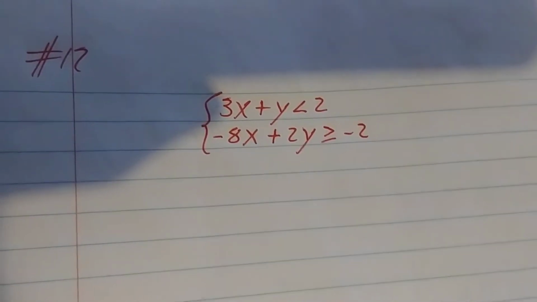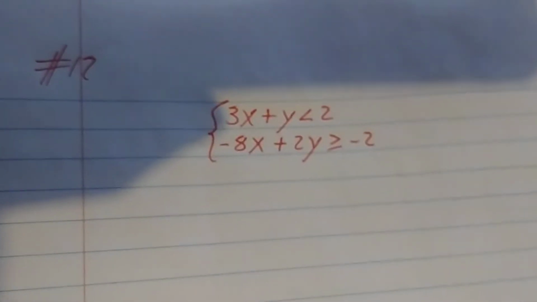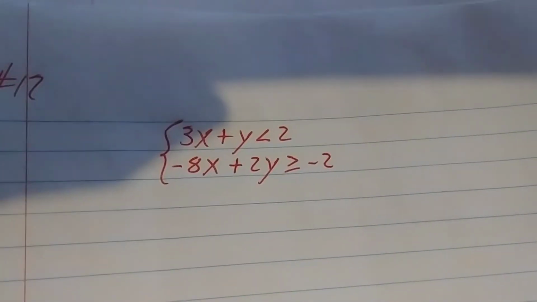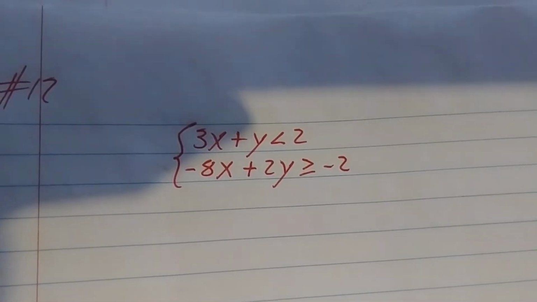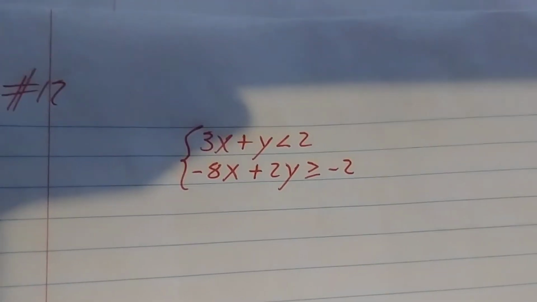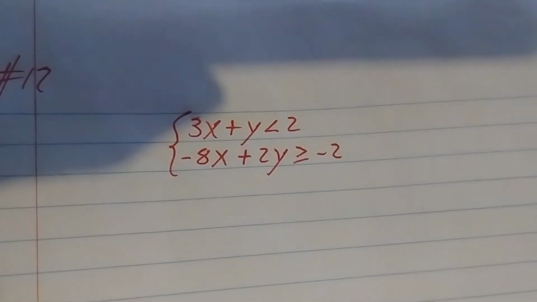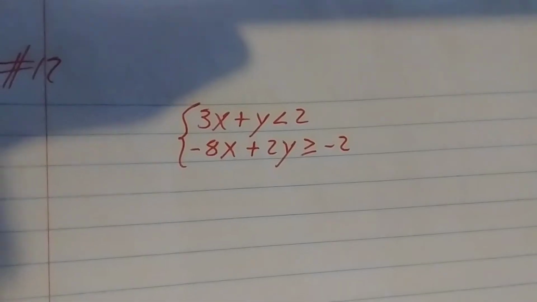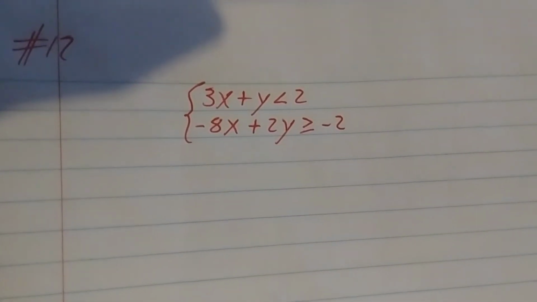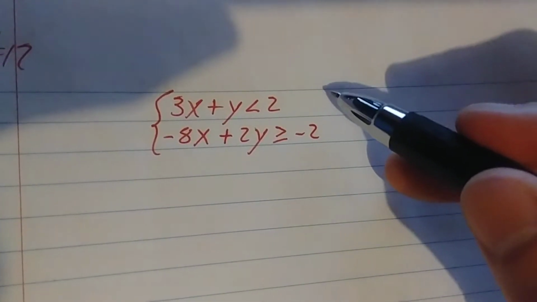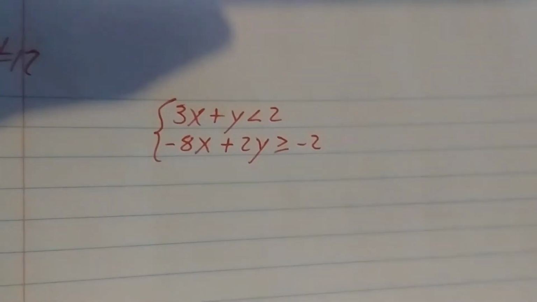Right now for number 12, we're going to be graphing a system of inequalities. Again, this is really similar to graphing regular systems of equations. But the first step that we have to do here is to isolate the y variable. So I'm going to start with the first equation, and I'm going to isolate the y variable.